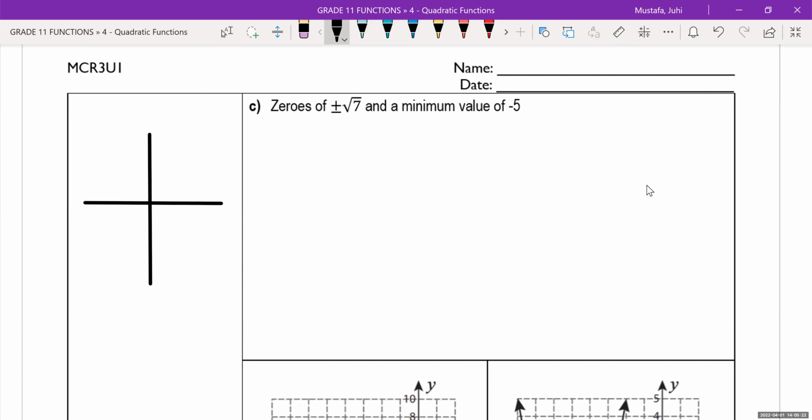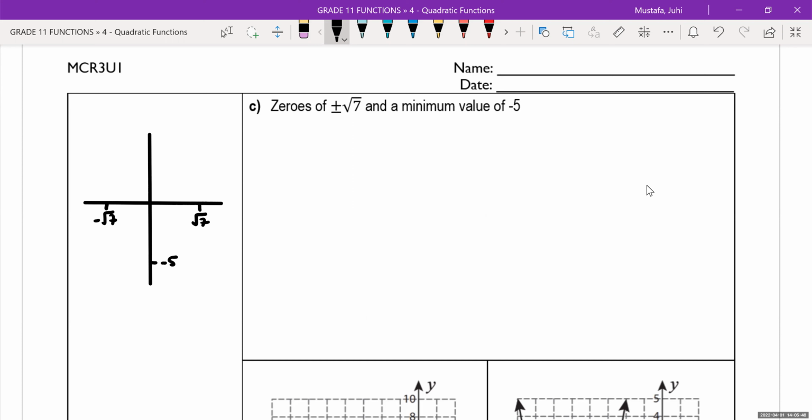For this question, have they told us what the vertex is? They haven't explicitly told us, but if we sketch this out, look at what we see. So let's assume -√7 is here, and positive root 7 is here. And I know my minimum value is negative 5. Now, in a parabola, we know the minimum value is the lowest point of the parabola, right? It's the y value of your vertex.